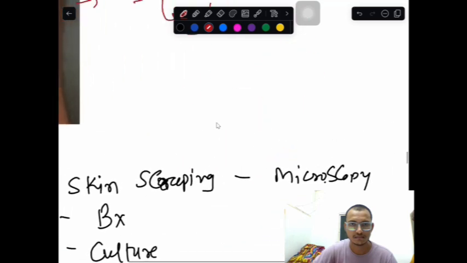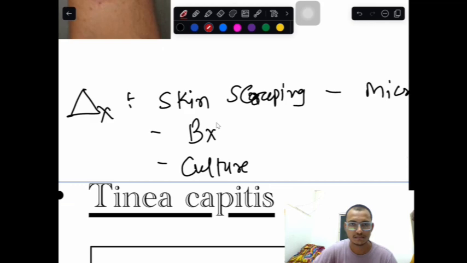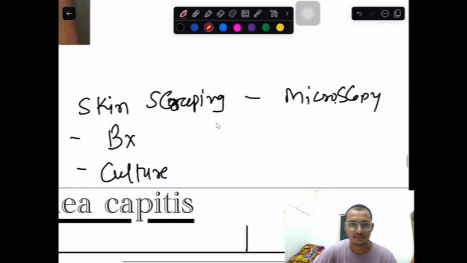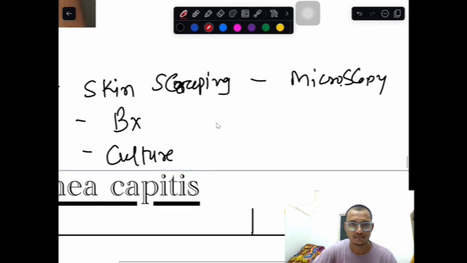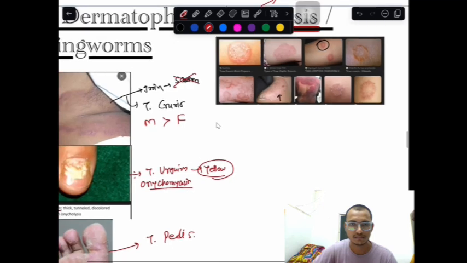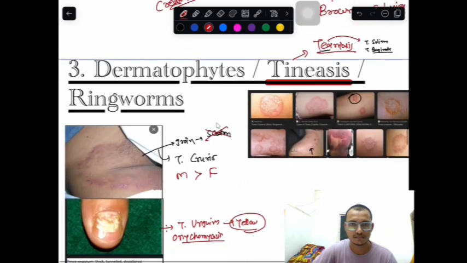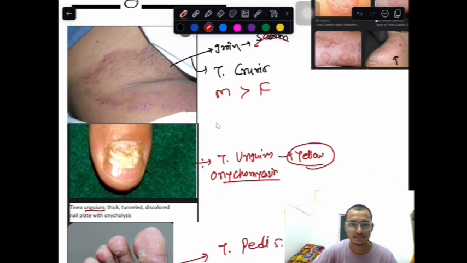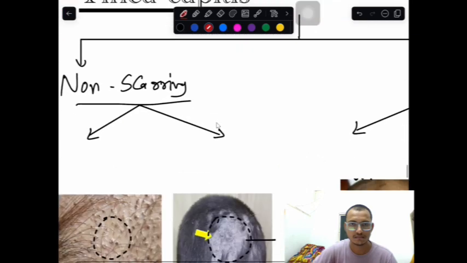For diagnosis we can do skin scraping and look under the microscope, biopsy, and culture. We have already studied that part. Now, where does this dermatophyte infection occur? We will see three areas: first skin, second hair, and third nail. According to that, we have given the parts.